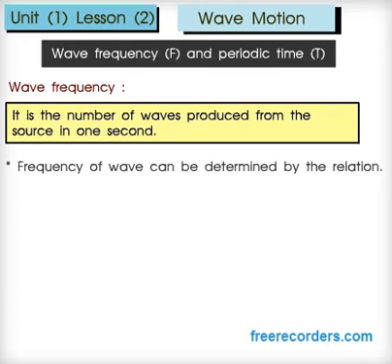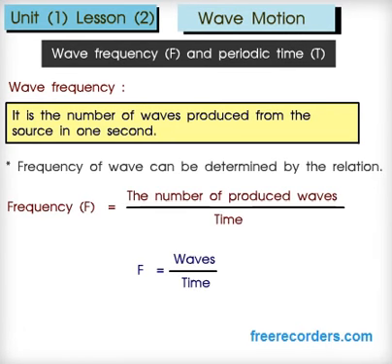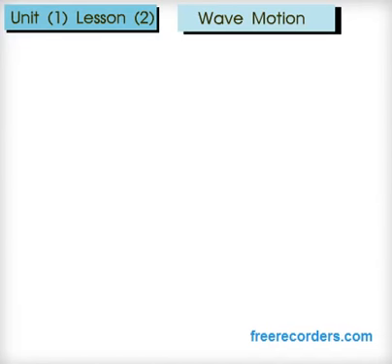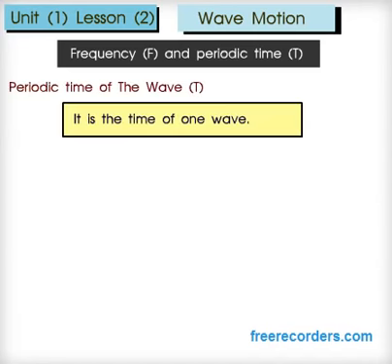Frequency of wave can be determined by the relation f equals 1 over t. Periodic time of the wave t is the time of one wave, so t equals 1 over f.